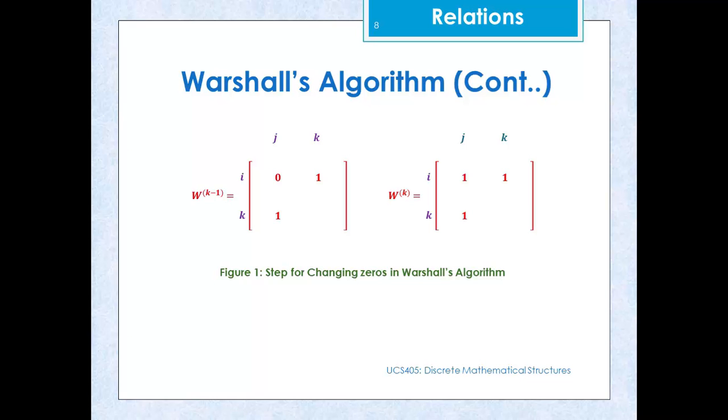So, if we are having this Wk minus 1, here in Wk minus 1, we are having 1 at the I comma kth position and also at the k comma jth position. That means there should be a 1 in Wk at the I comma jth position, and that is there. So in this way we can change the rows using Warshall's algorithm in the next matrix. Let us see one example for it.